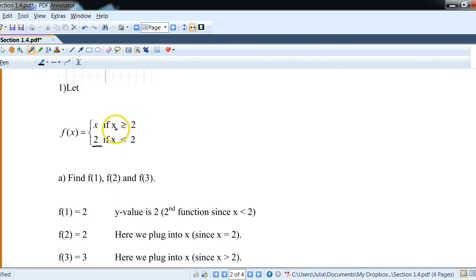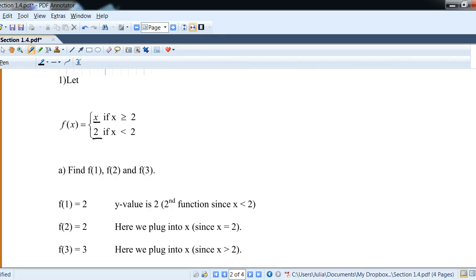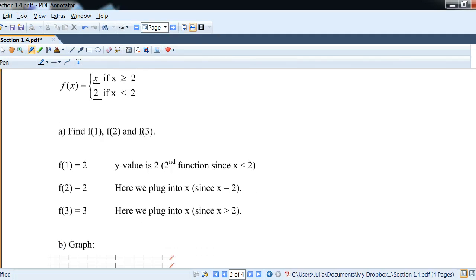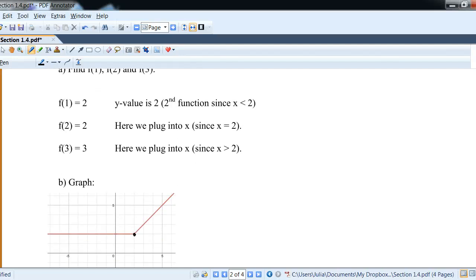Now f of 2: the condition that satisfies us is x is greater than or equal to 2. Now we have to plug in the value inside the x, this one. So 2 also happens to equal itself. And 3, the same thing. 3 is greater than or equal to 2, so we plug into the x and we get 3. So you have to verify which section the x goes into. Basically check your condition, whether it's less than the transition point or exactly equal to, and so on.